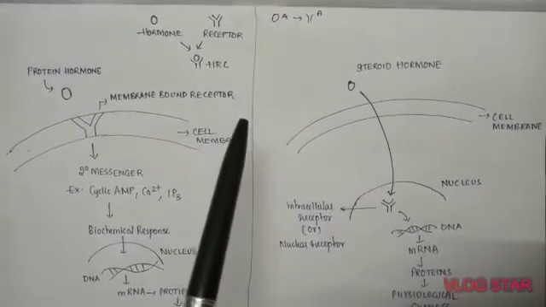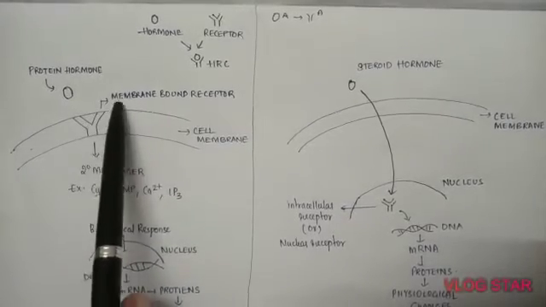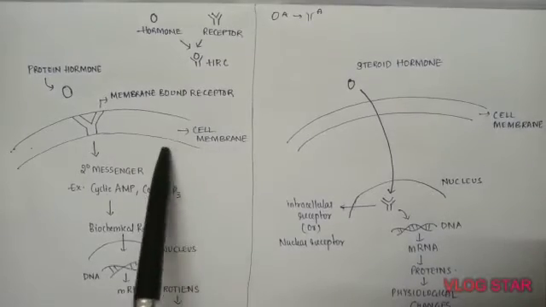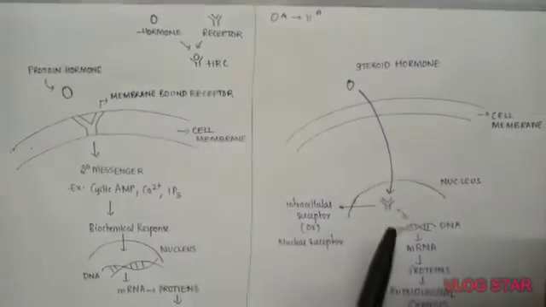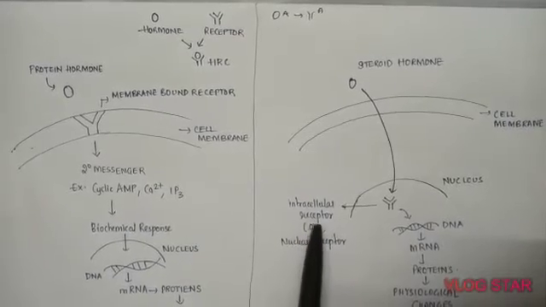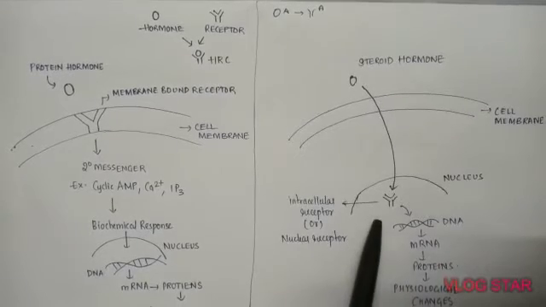And when it comes to receptors, we have two types of receptors. One is membrane bound receptors. Membrane bound receptors. These receptors are present in cell membranes. And next we have intracellular receptors. These intracellular receptors or nuclear receptors are present inside the cell and nucleus.